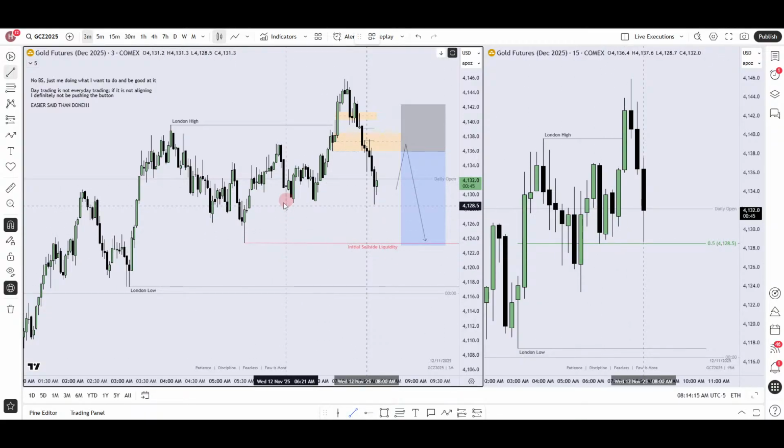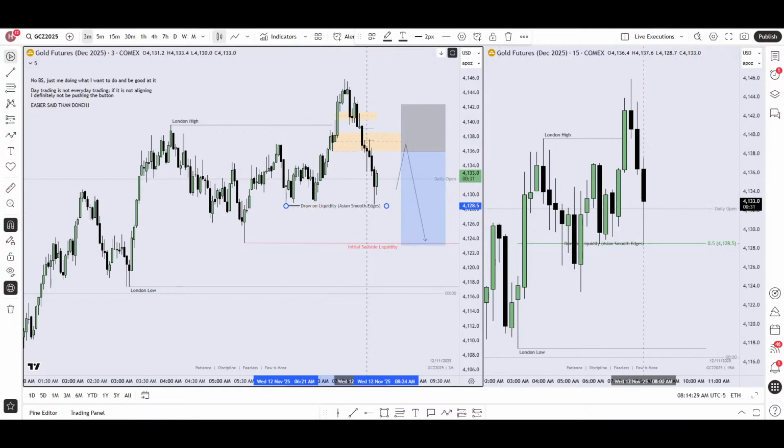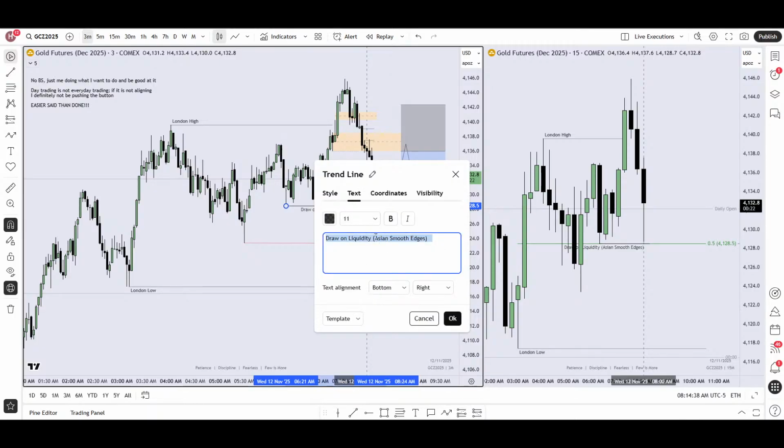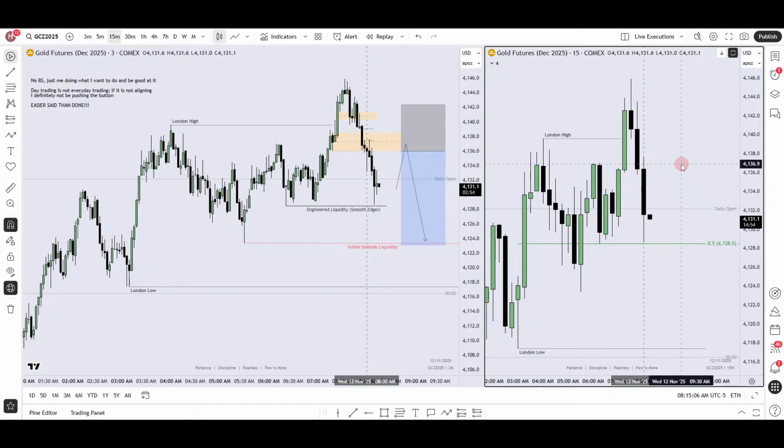So now we have engineered liquidity, or equal lows, whatever terminology you find, below. So watch and see.